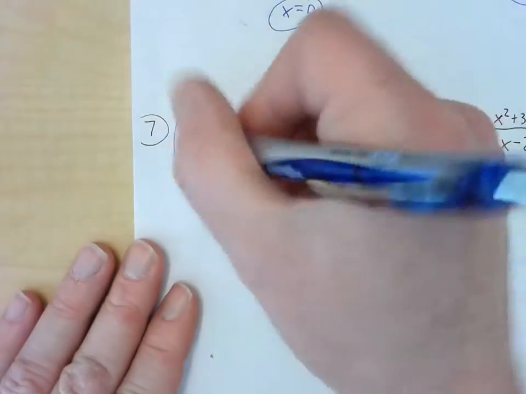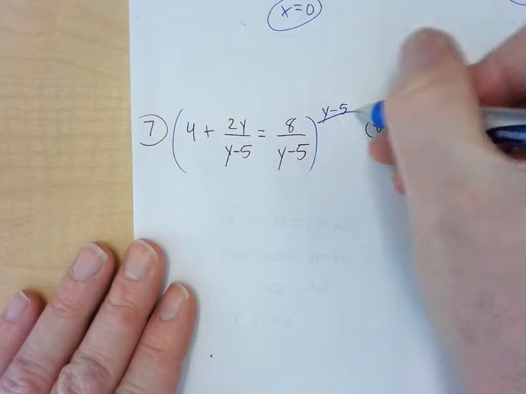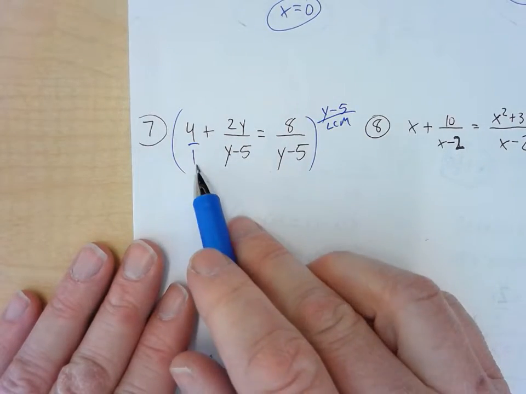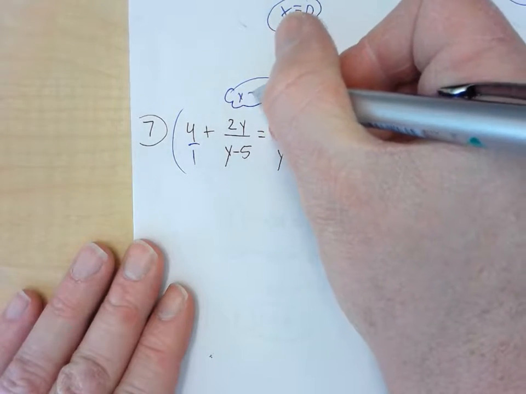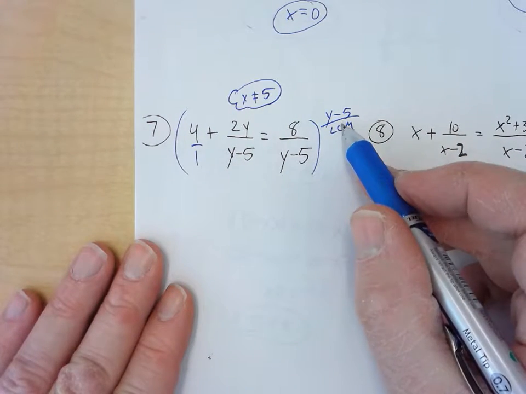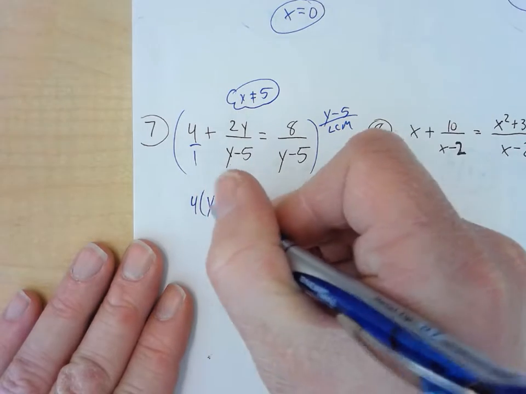Okay, clearing the fraction here. Y minus 5 is the LCM. So there's an invisible 1 there again. Oh, and the puffy cloud says that y cannot be 5 because 5 minus 5 is 0. So 1 goes into that, leaving that times the 4. So it's 4 times y minus 5.